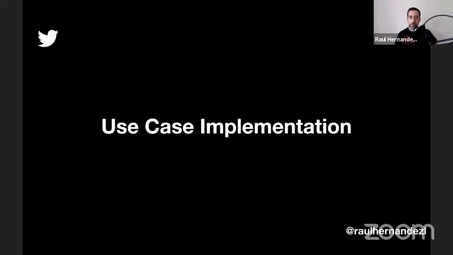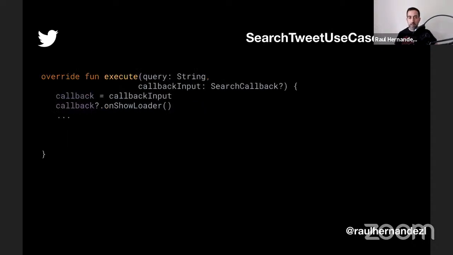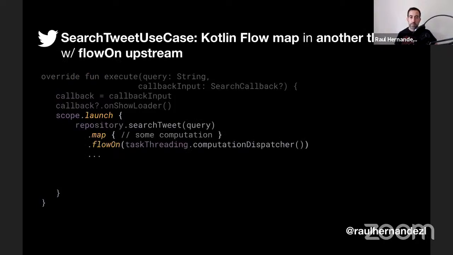So the use case implementation. We have the use case with this callback that I mentioned a moment ago, and the cancellation of the scope if it's needed. Then for the callbacks, I just initialize the callback. I show the loader, the spinner that you saw in the first GIF. And then the scope launches the coroutine. The repository searches for a query, maps any computation if it's needed, and then the flowOn is going to act because it's upstream and will do any computation in the computation dispatcher.